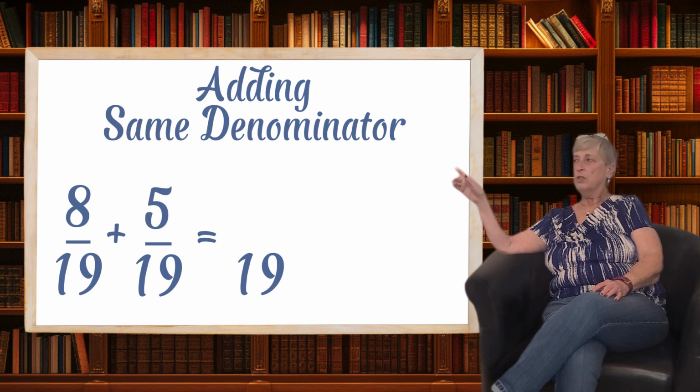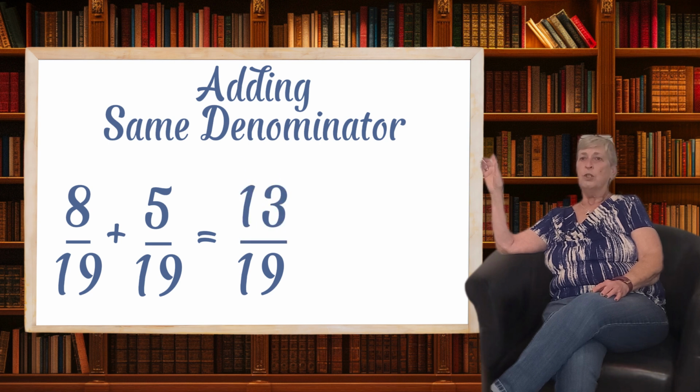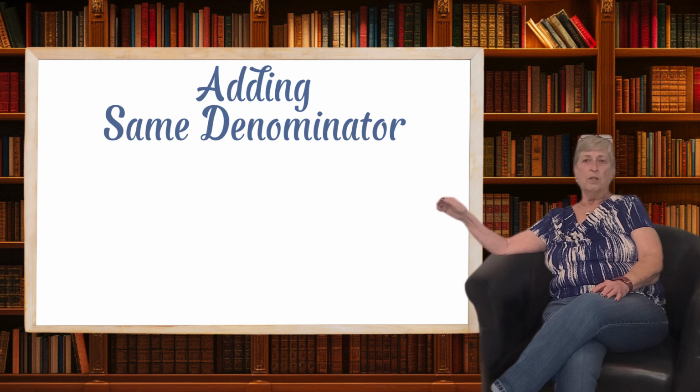So in this case, both of these fractions, 8/19 and 5/19, have the same denominator, 19. So we just simply have to add 8 plus 5, which equals 13. So our answer is 13/19. All right, now let's look at one more example, but with some slightly larger numbers before we look at subtraction.